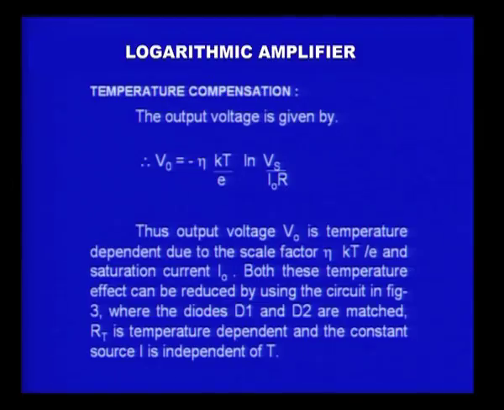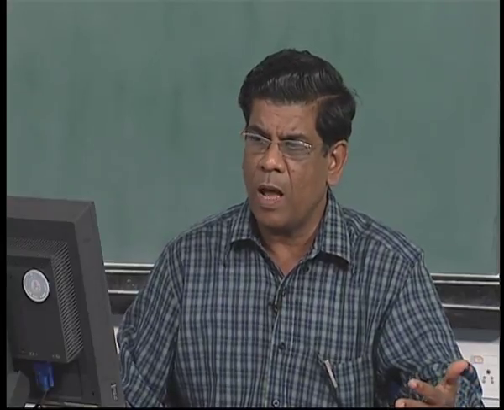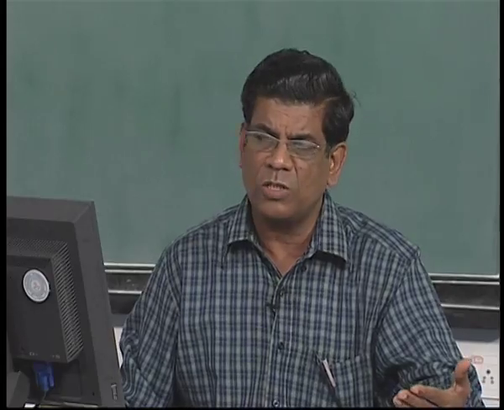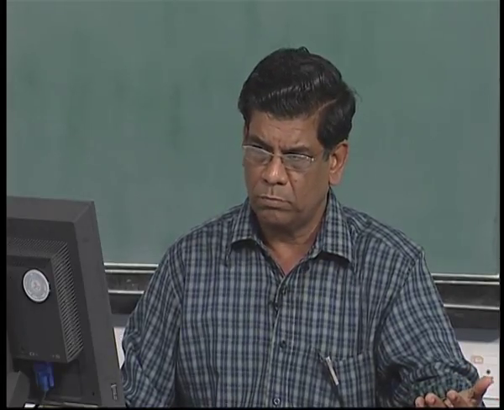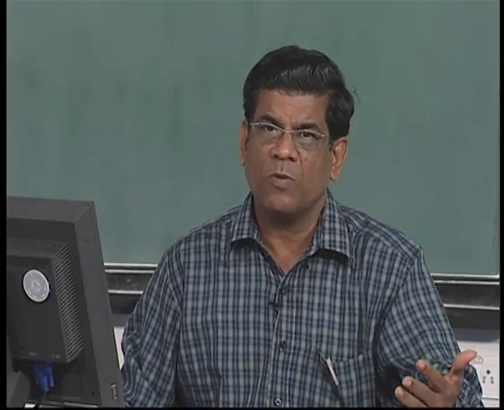But we also have to remember the drawbacks of these logarithmic amplifiers. You must remember that the temperature factor comes into the equation. If you see the screen, V output is equal to eta times kT by E, where T is the temperature. So when the temperature changes, the output voltage will change as well. You also have another factor, I naught, the reverse saturation current of the diode, which is also highly sensitive to temperature. Therefore there are two temperature dependent parameters in the equation, so one has to be careful. This amplifier will have a very severe dependence on temperature.